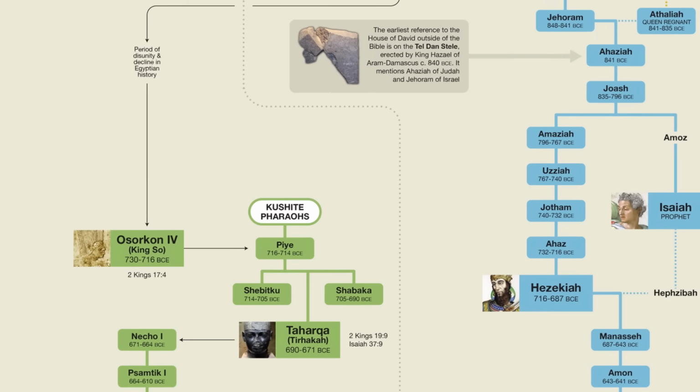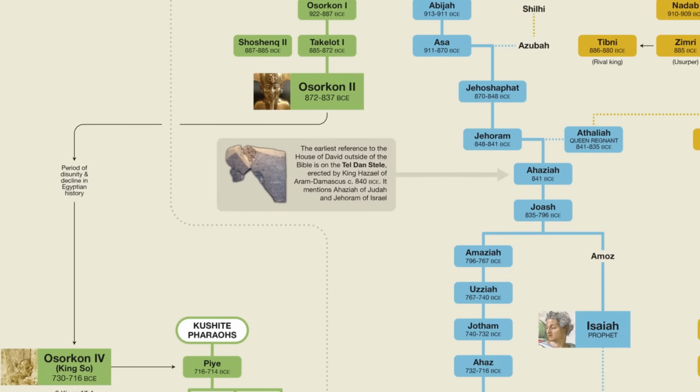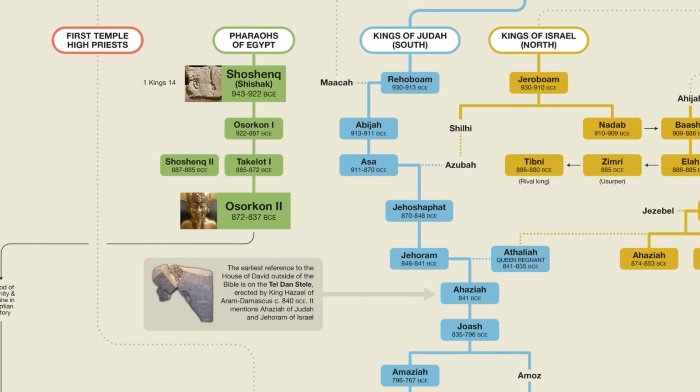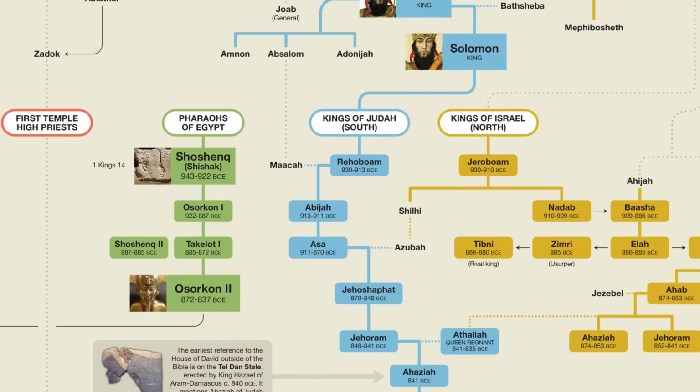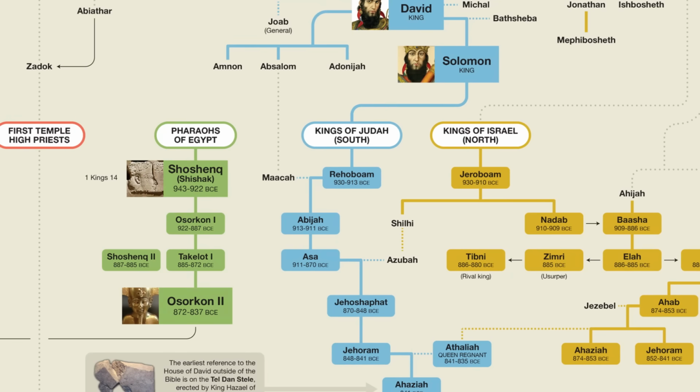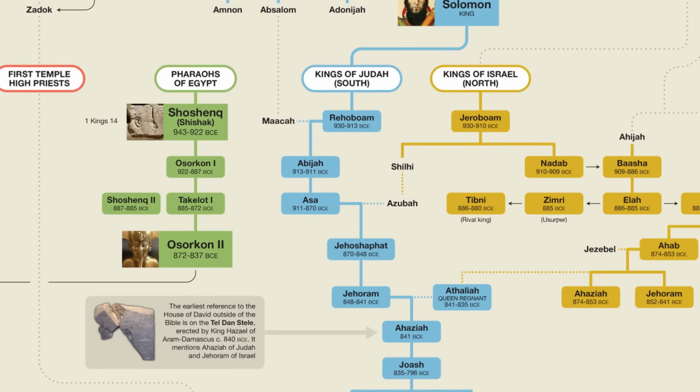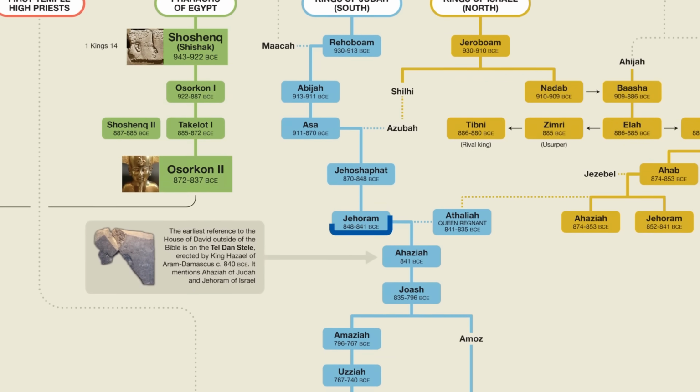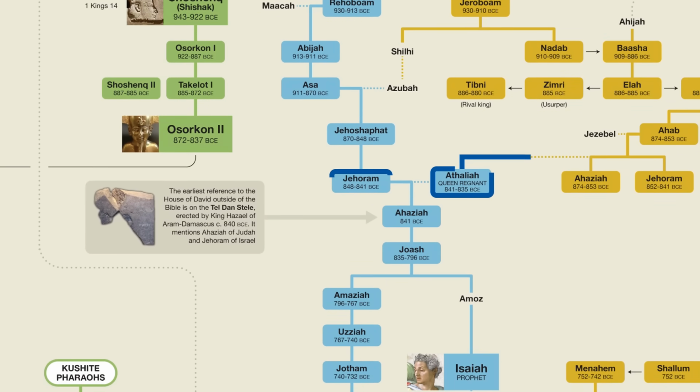Let's now go back and look at the kings of Judah. Unlike in the north, the southern kingdom is ruled the entire time by a single dynasty, the House of David, although there is at least one intermarriage with the House of Omri. Rehoboam's great-great-grandson, Jehoram, marries Athaliah, the daughter of King Ahab. After the deaths of both Jehoram and their son Ahaziah, Athaliah claims the throne of Judah for herself, having all other claimants killed.